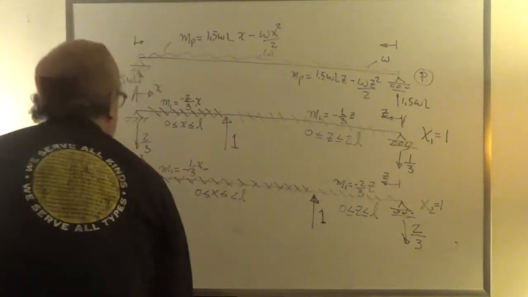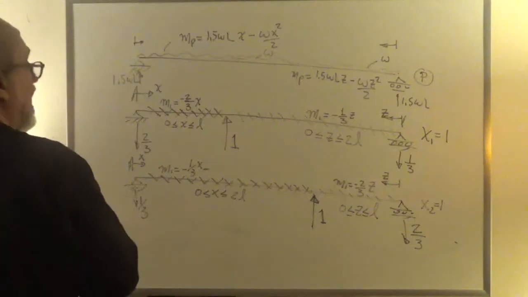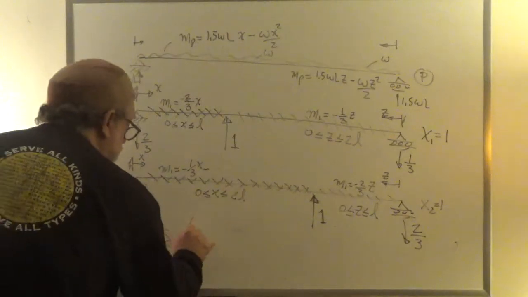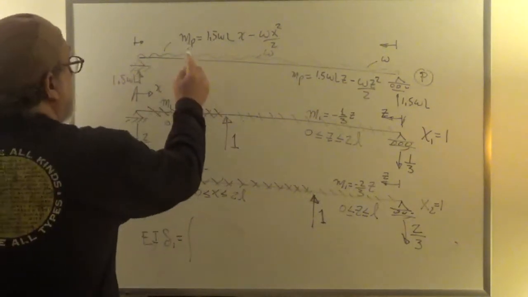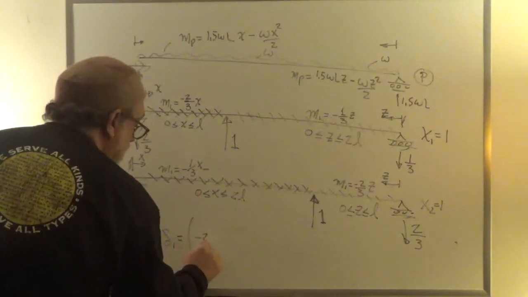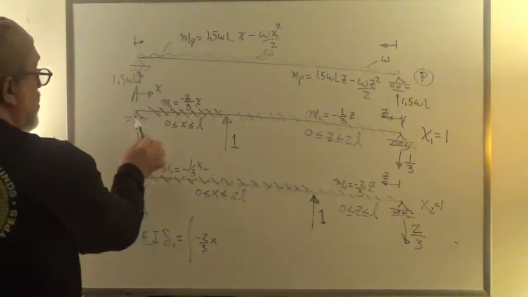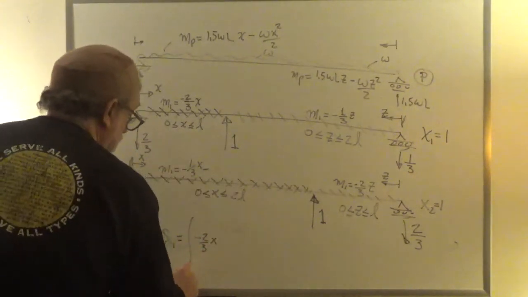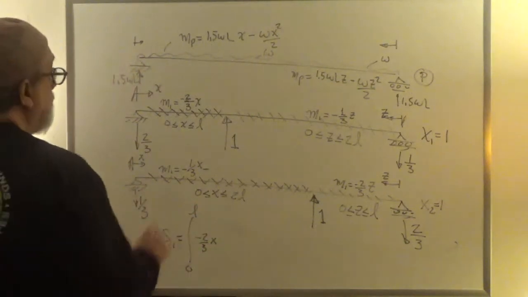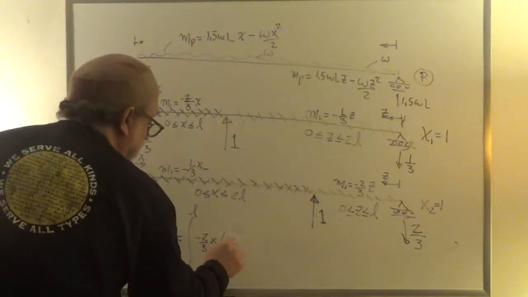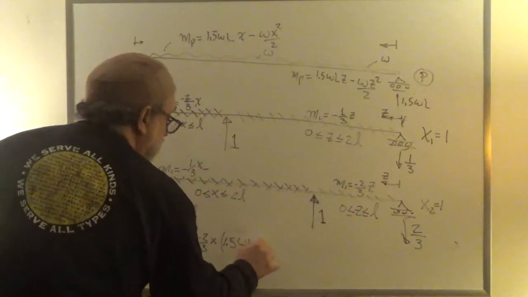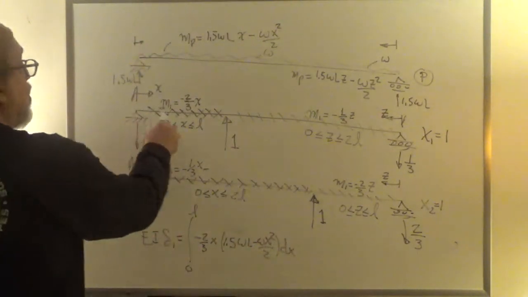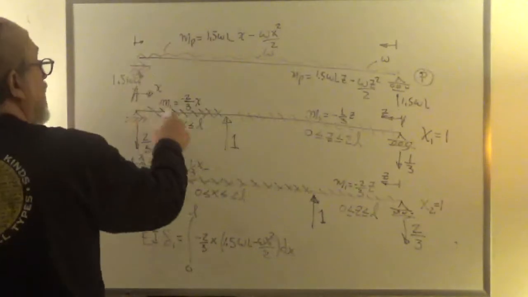expression for our MP, then we can certainly say that EI times delta 1, right, is equal to the integral of what? Of M1, minus 2/3 of x, right? Now that's only good over here, right? X is only good from 0 to L. So that's from 0 to L, correct? Times MP, which is 1.5 WL minus WX squared over 2 dx, right? That took care of this portion of the structure. We've multiplied M1 times MP.